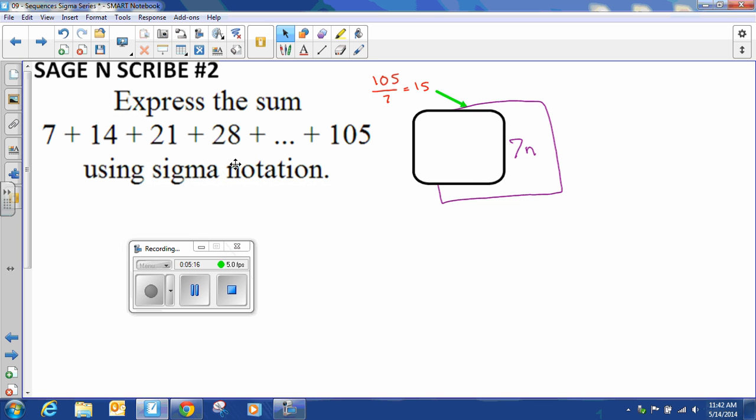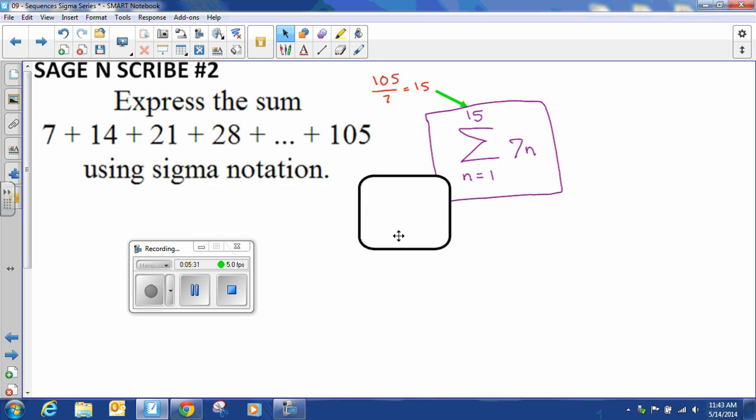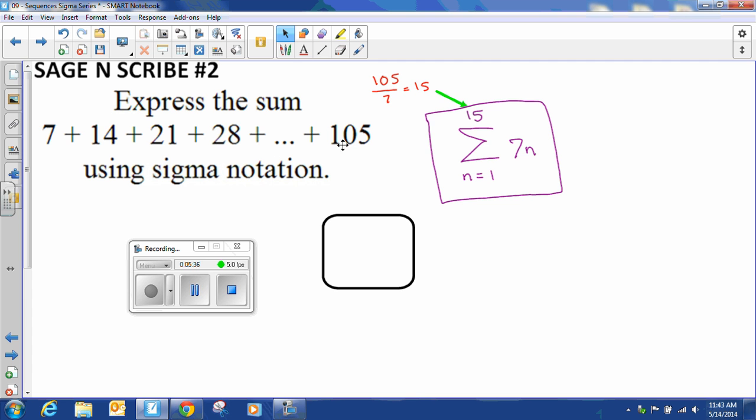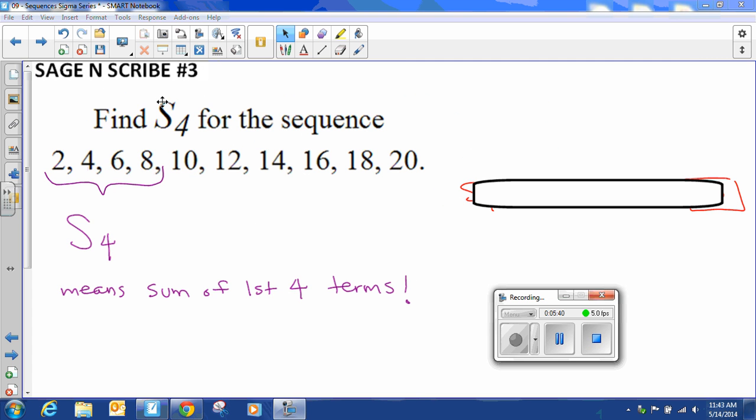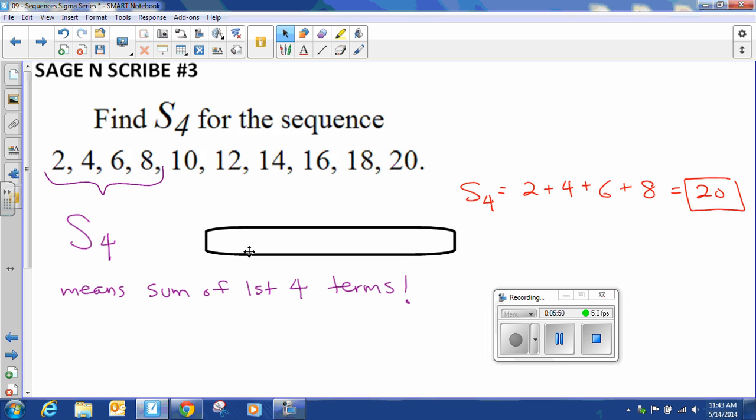Now the tricky part is we know that n will start with the first term, but the last term, some people make the mistake and write down it's 105. Well, 105 is the last term, but the position is actually the 15th position. And the way we figure that out is we take 105 and divide it by 7 to get 15. I want you to recall that S sub 4 means we're just adding the first 4 terms of the sequence. 2 plus 4 plus 6 plus 8 is 20.